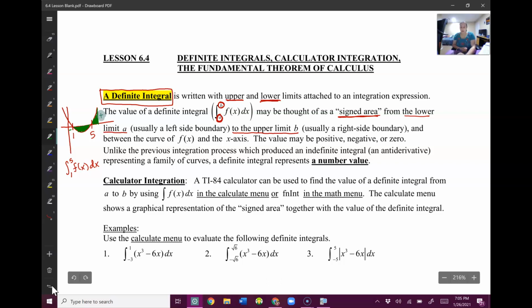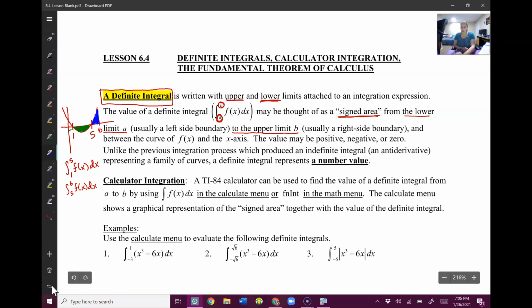So if I wanted to do the integral from 5 to 6, that would be this area between the curve and the x-axis. So that's what a definite integral is. It's the area under the curve, is kind of how we think about it.